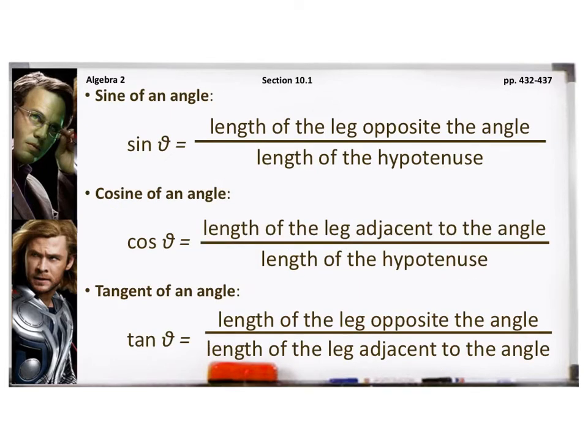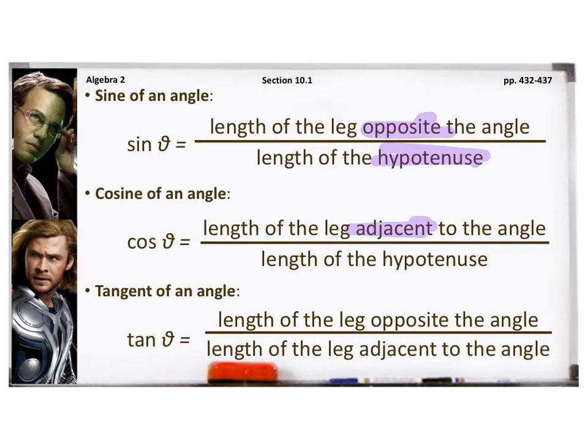All right, so now we're going to talk about sine, cosine, and tangent. These are our three basic trig functions: sine, cosine, tangent. Sine is the length of the leg opposite. Actually, you know what I'm going to do? I'm going to make that into a highlighter. Boom, boom, boom. Opposite over the hypotenuse.